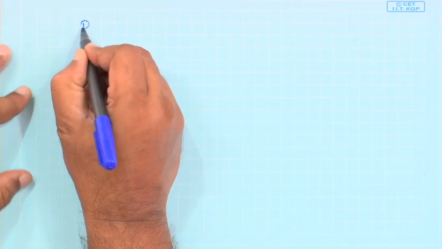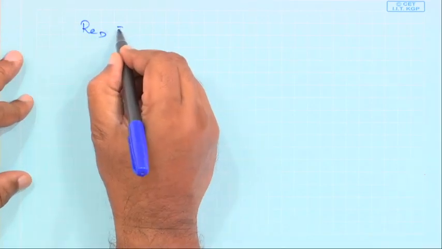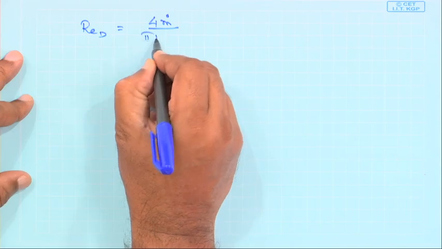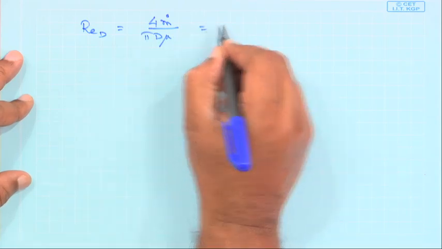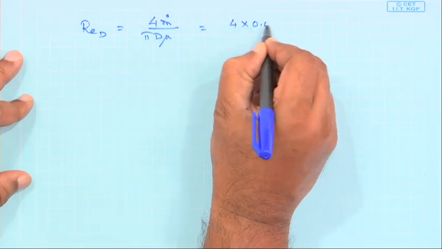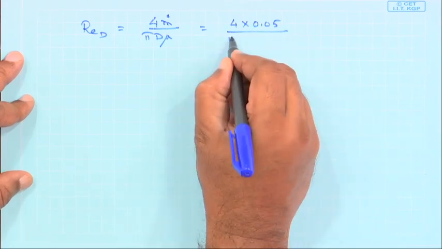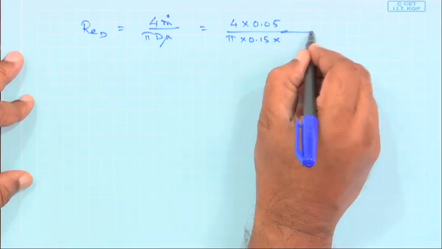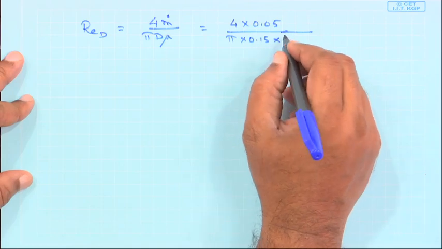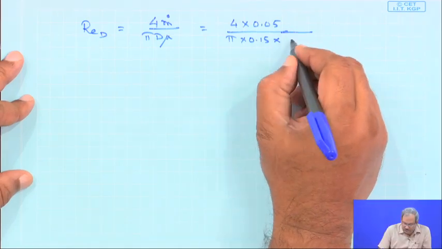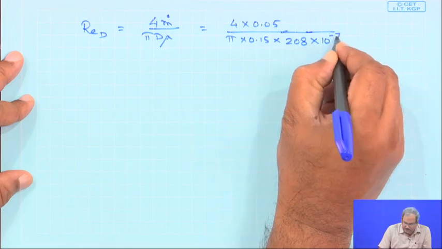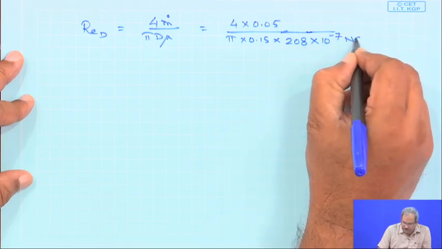As with any such situation, first you have to find out the Reynolds number. So, Reynolds number as before is 4 m dot by pi d mu. So, 4 times 0.05 by pi d, and the mu, which for air is 208 into 10 to the power minus 7 Newton second per meter square.